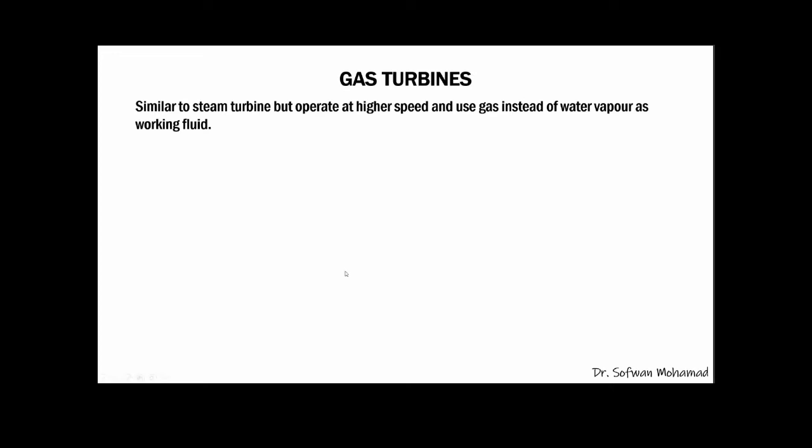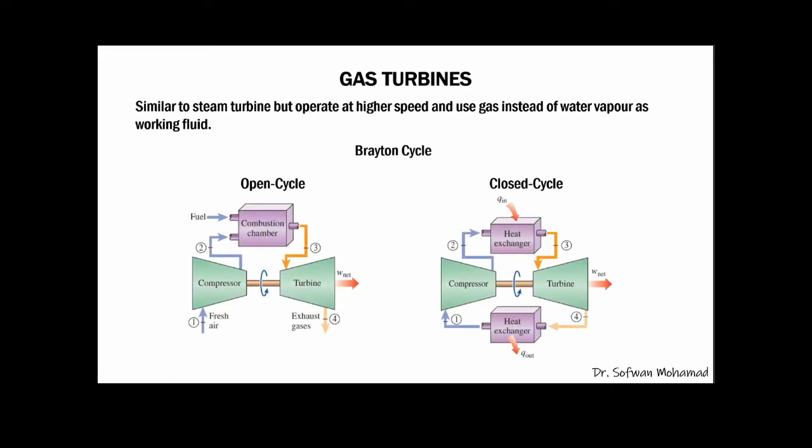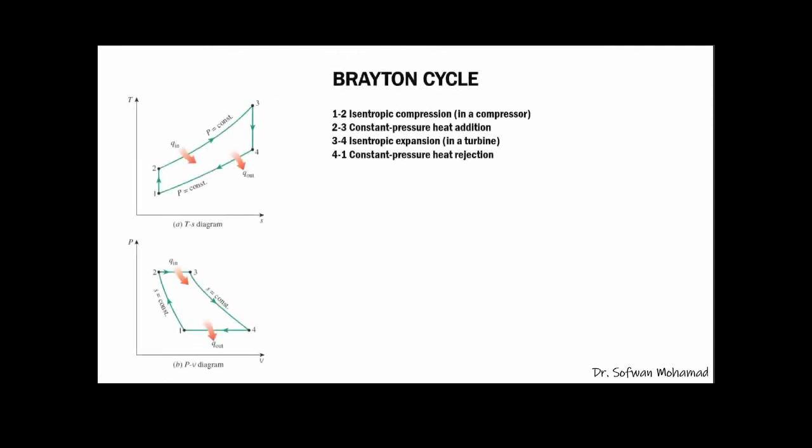All right. So the gas turbine uses the Brayton cycle, which you have learned in thermodynamics. The Brayton cycle has two types, one open cycle and the other closed cycle. I won't go into detail about this. And this is the TS diagram and PV diagram for the Brayton cycle.